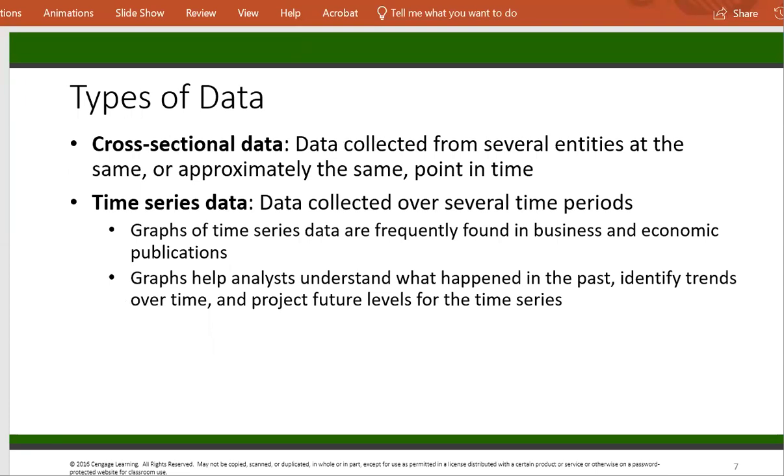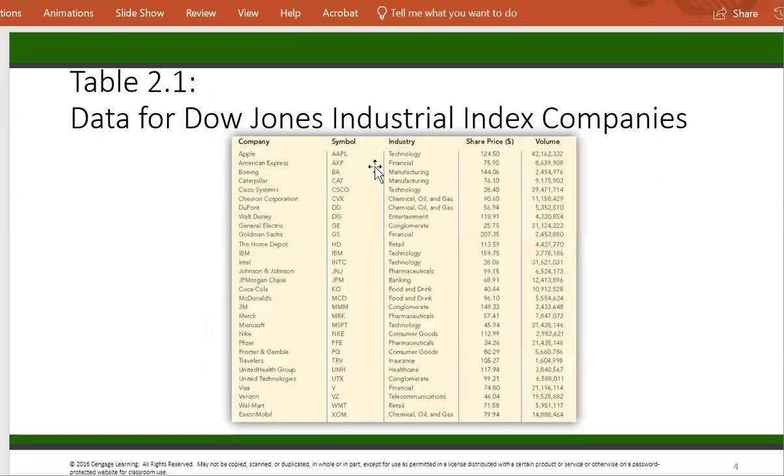A very important definition here: types of data, cross-sectional data versus time series data. Cross-sectional data is when you collect data from several members of the population, usually at the same point in time. An example is exactly what we just saw in our Dow Jones Industrial Index example. Here, the share price is collected on the same day for all these 30 companies.